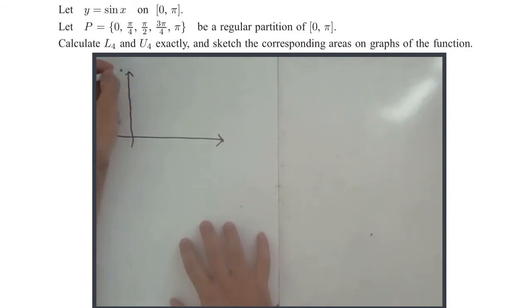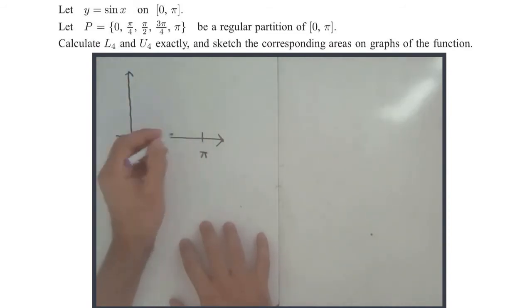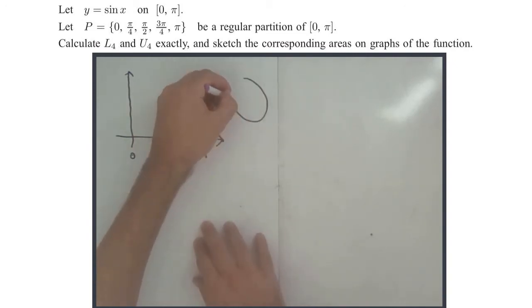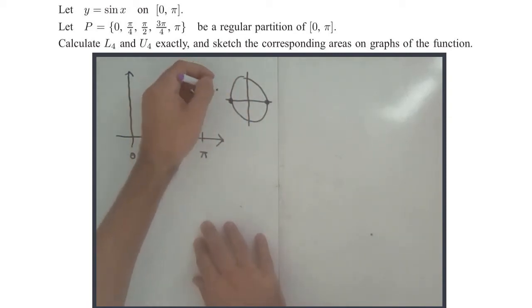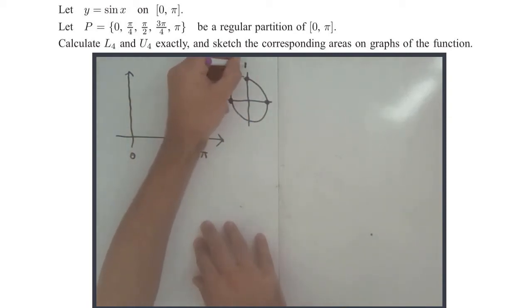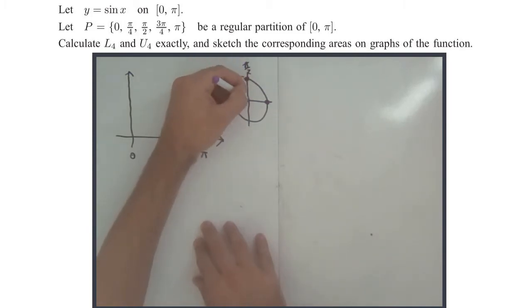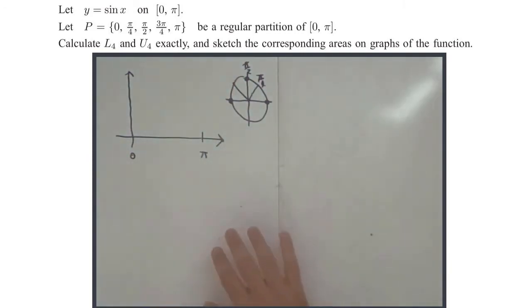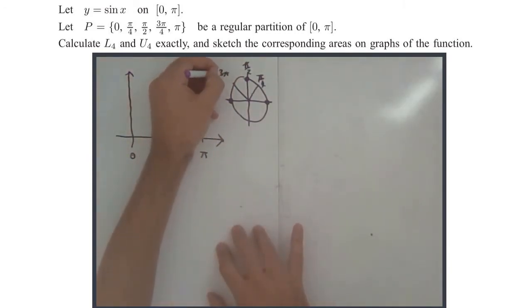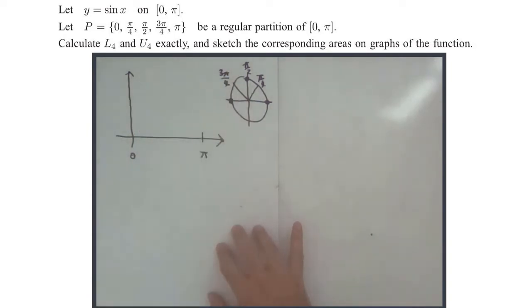Well, if I take this as 0 and this as pi, if I just draw a little unit circle, remember sine's the height, so sine 0 is 0, sine pi is also 0, sine pi by 2 is 1, the other ones we're interested in are pi by 4, sine pi by 4 is root 2 over 2, and sine 3 pi by 4 is also root 2 over 2.